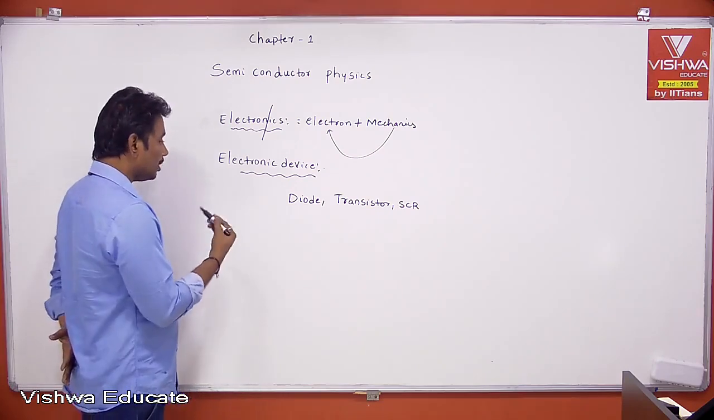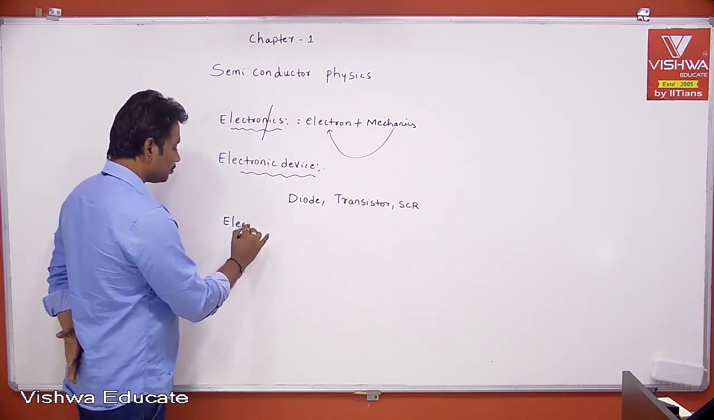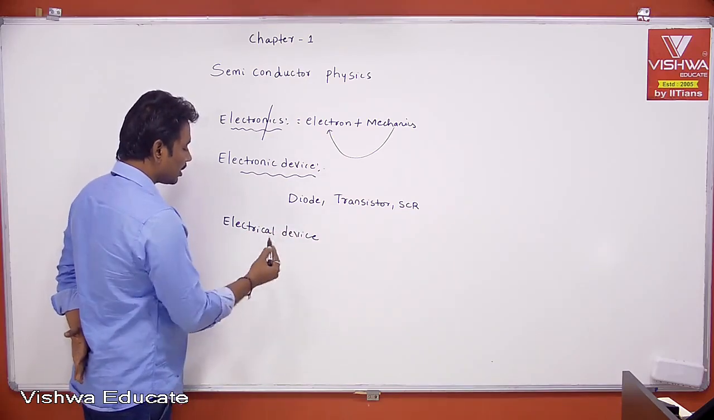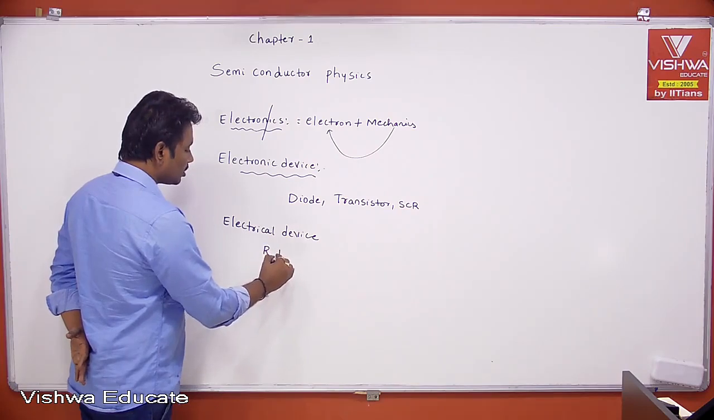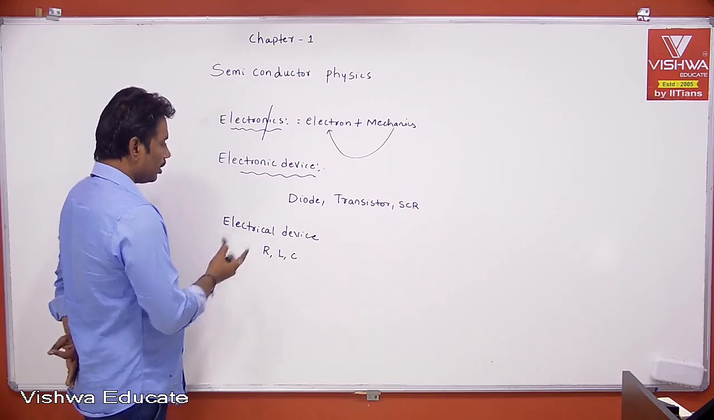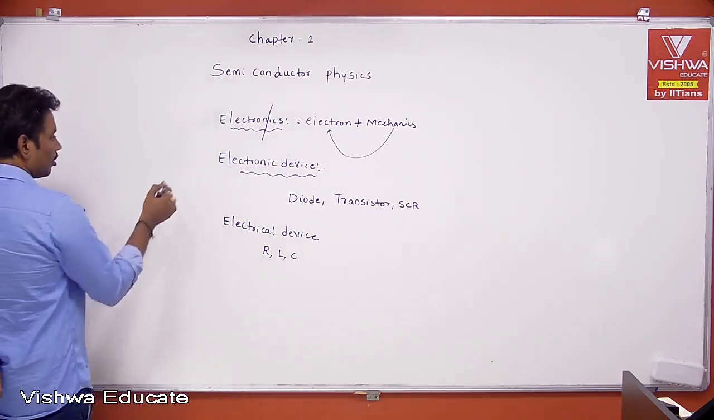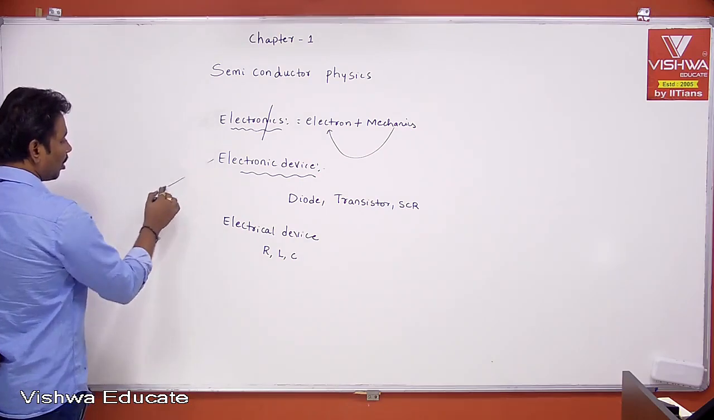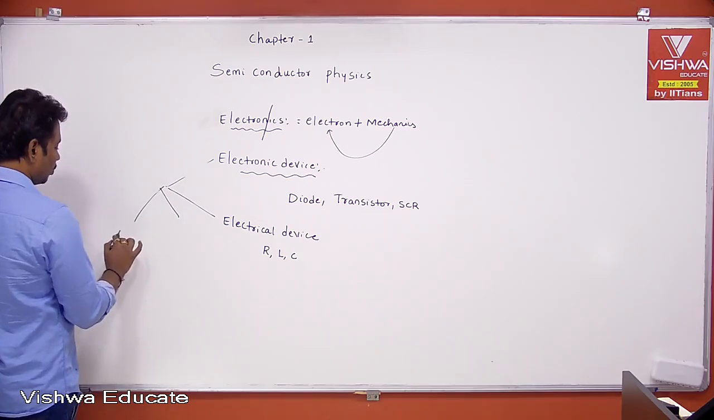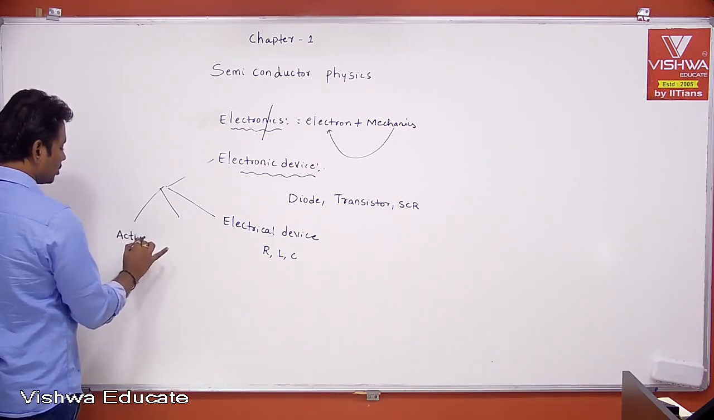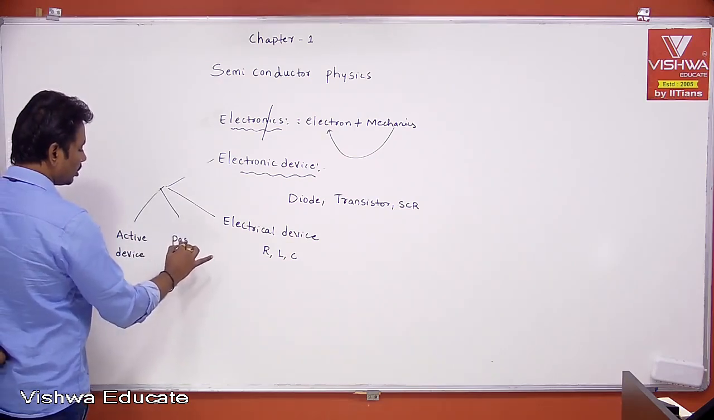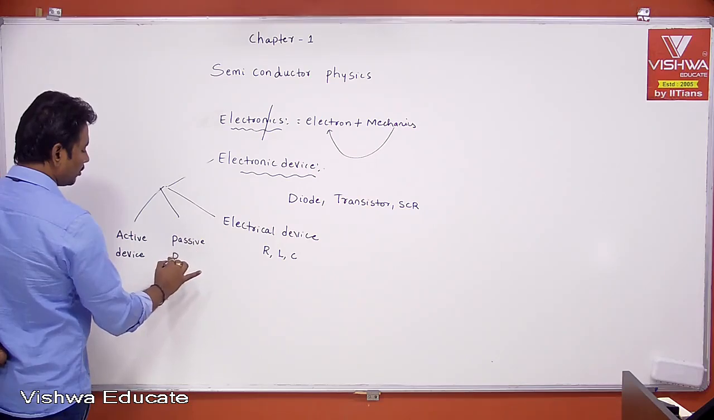May I know what the basic electrical devices are? The basic electrical devices are nothing but resistor, inductor, and capacitor. Right. Now, what is the conclusion here? All electronic and basic electrical devices can be classified into two types. One is active device and another one is passive device, right?